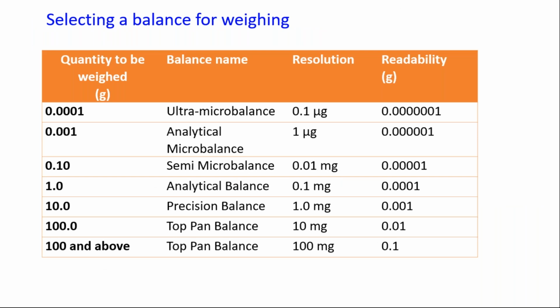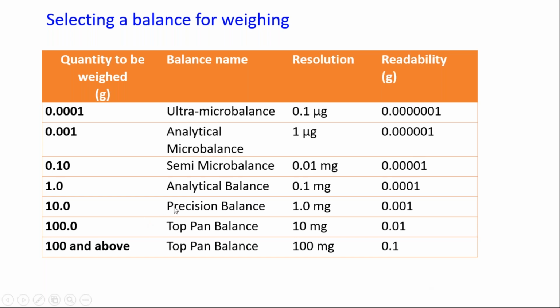So, which balance do you select for which type of weighing? Let us start with the rough balance, or what we call the top pan balance. You could use this for rough weighing, and you have to see the weighing capacity of the balance. That means from about 100 grams and above, you can use the top pan balance. You will see the resolution is about 10 milligrams and 100 milligrams. But if you look at the specification, the exact resolution will be given and the readability will be given.